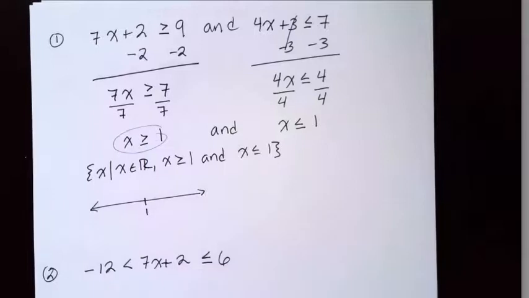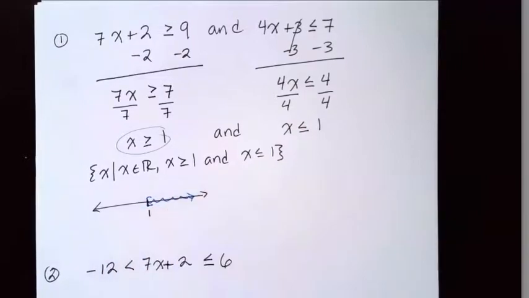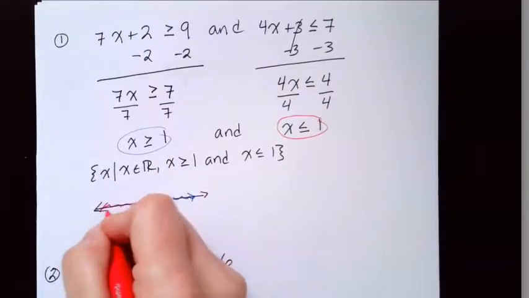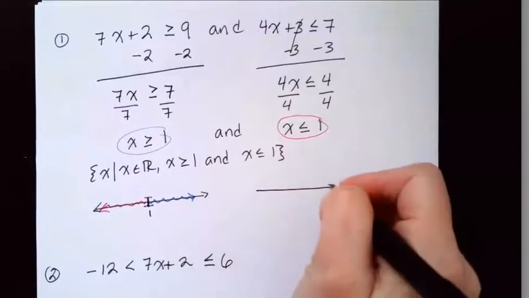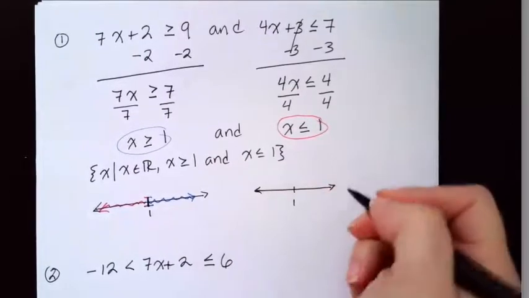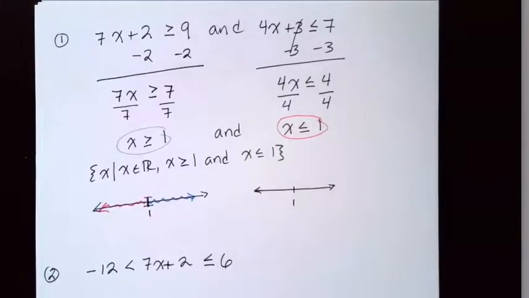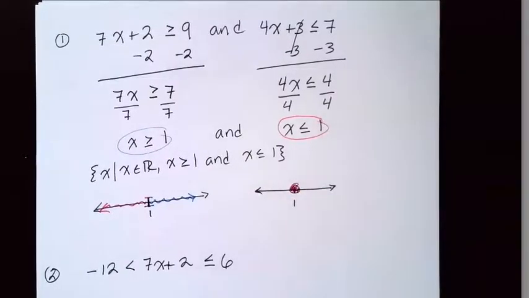For this one, x is greater than or equal to 1, so it would include 1 and shade to the right. For the other, x is less than or equal to 1, I would include 1, but shade to the left. So the only place where the shadings meet is at 1. So my graph would only have one value shaded in, 1. Probably the best way to represent this would be a closed circle, since it's just one point with no shading. So closed circle at 1, that is my solution set.